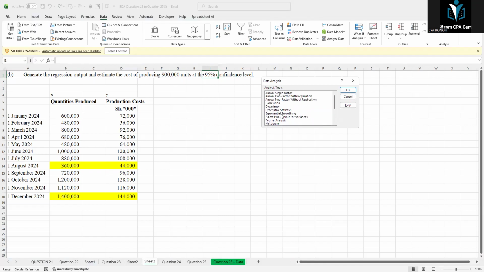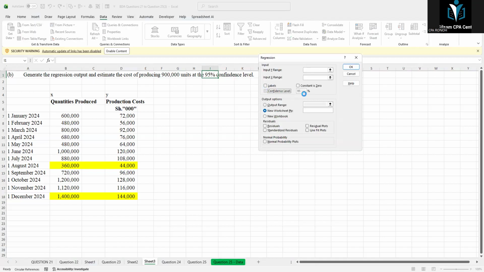So you also need to know how to calculate all these, especially correlation, covariance, descriptive statistics, exponential smoothing, histogram, moving average, regression, and sampling, because we don't know, maybe the examiner will ask for that. Also the mean. But for now, let's get to the regression. So I will click regression, then click OK.